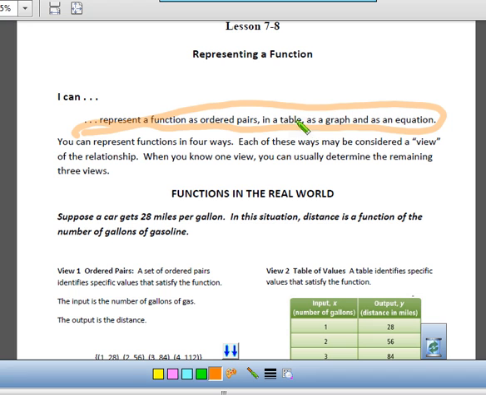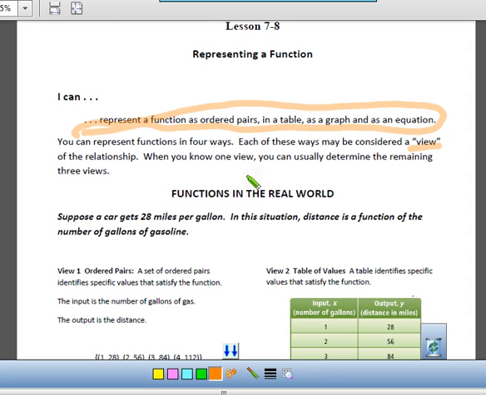So, the target for this lesson is I can represent a function as ordered pairs, in a table, as a graph, and as an equation. So you can represent functions four ways. Each of these ways may be considered a view of the relationship or the relation. When you know one view, you can usually determine the remaining three views.